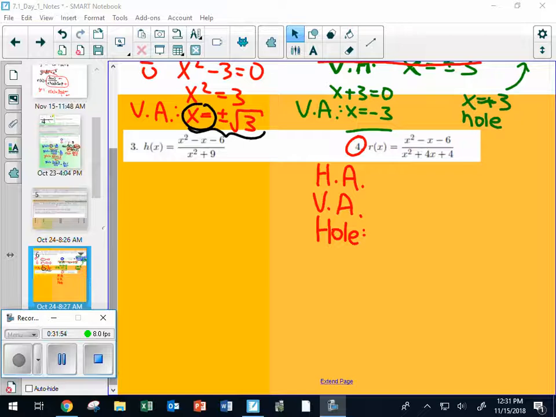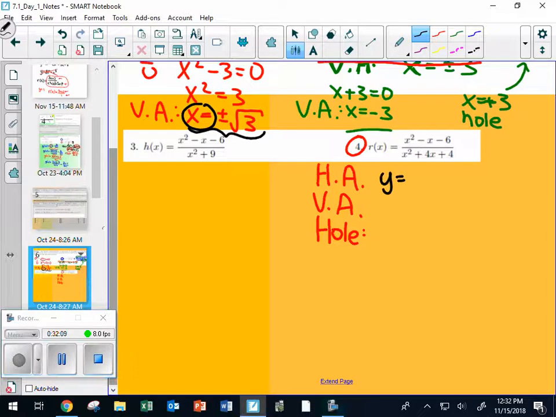So if I can, row 4, person 2, so that would be Bobby. For the horizontal asymptote, I got 1. Right, and how did you get 1 for a horizontal asymptote? Because both the numerator and denominator have a degree of 2. Okay, so the degree is the same, and your coefficients are 1 and 1. So is it y equals 1 or is it x equals 1? Y. Okay, y equals 1. If it's horizontal, it's a flat line.